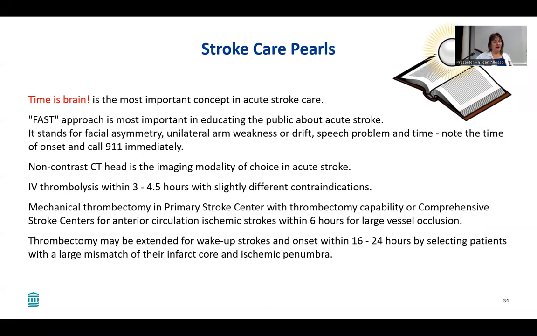A few pearls I found. Time is brain. We teach patients a FAST approach so they can identify stroke symptoms for themselves or others and act on them. Stroke is a non-head CT, so code stroke, head CT, always. The TPA within the magical 4.5 hours, the thrombectomy, if they're a candidate for it.